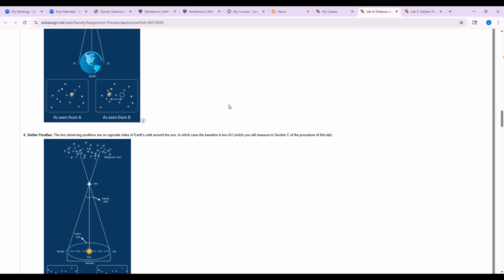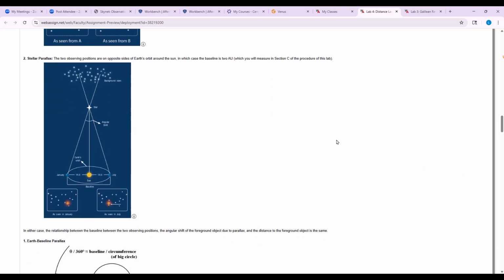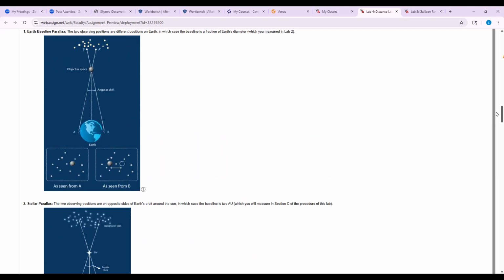This picture shows how it looks: here as seen from point A, here as seen from point B. We can measure this distance to calculate the parallax. And one of the key things in the parallax is the measurement of the distance between the two bases of the parallax.